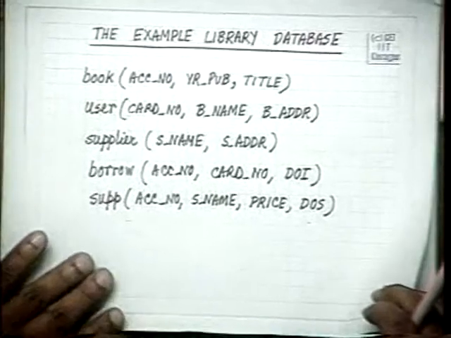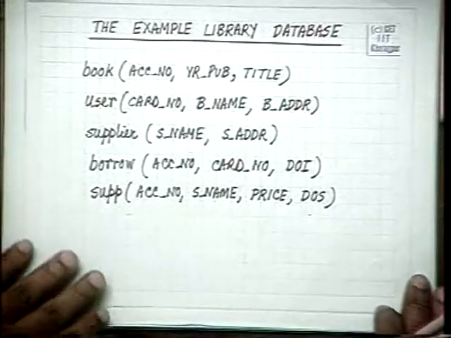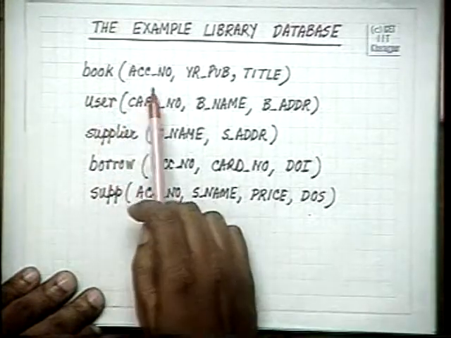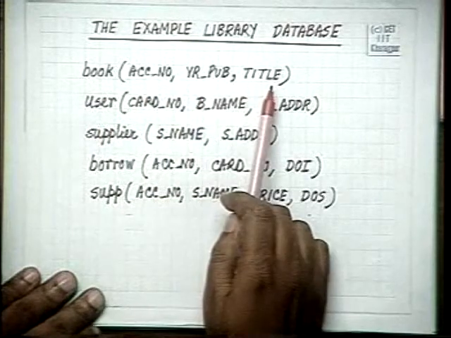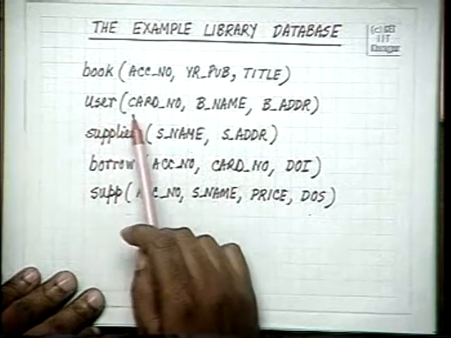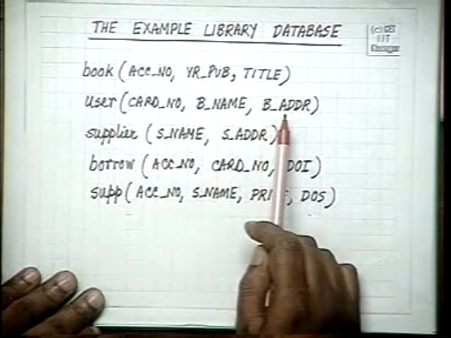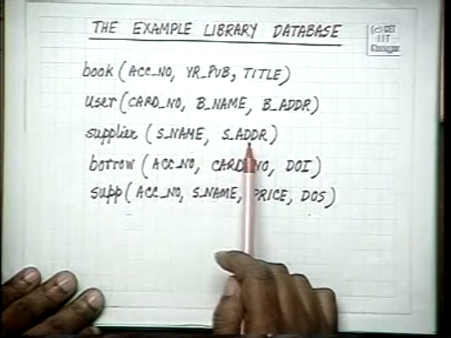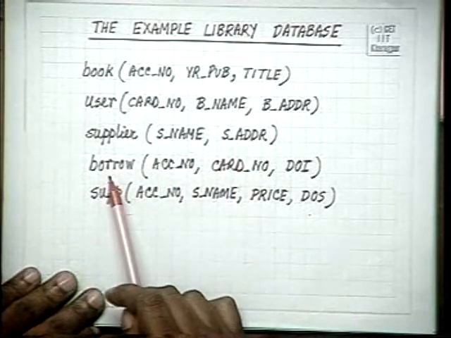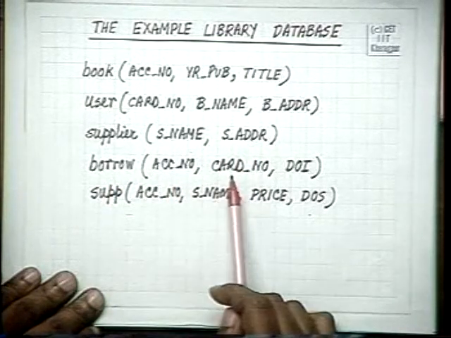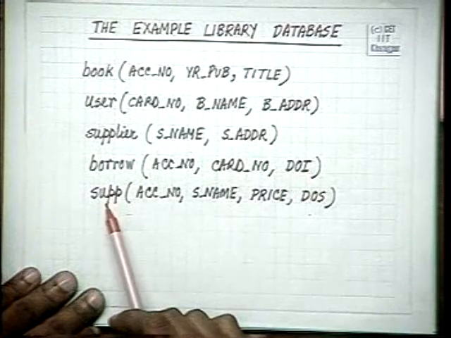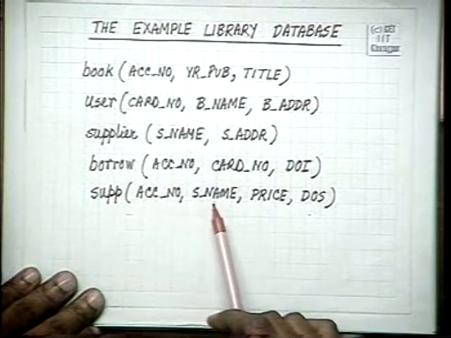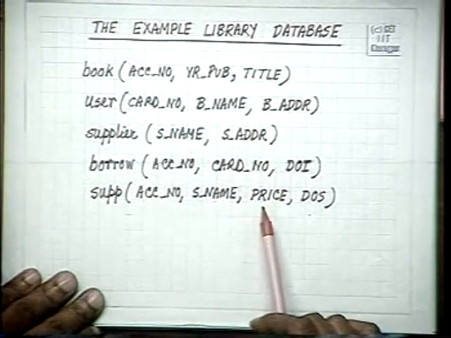Now, before we proceed, I hope we can remind ourselves of the example database which we were doing. The book with accession number, year of publication and title, the user with card number, borrower's name and borrower's address, the supplier with supplier's name and supplier's address, the borrow relation, accession number, card number, date of issue, the sub relation with accession number, supplier's name, price and date of supply.